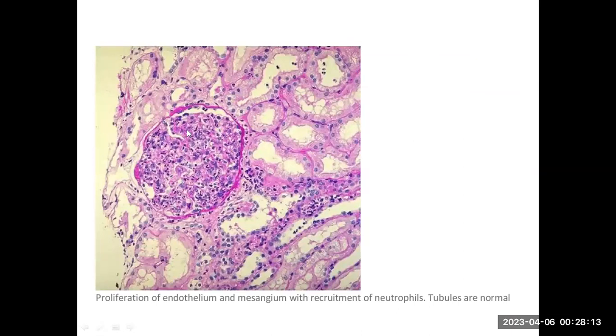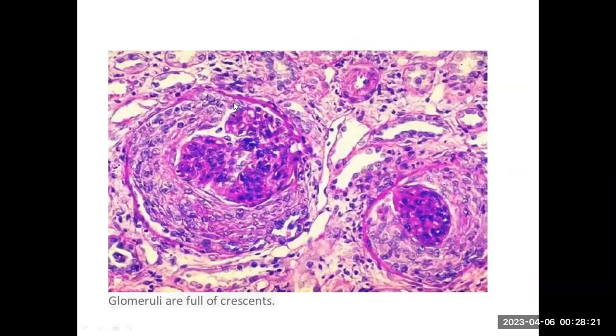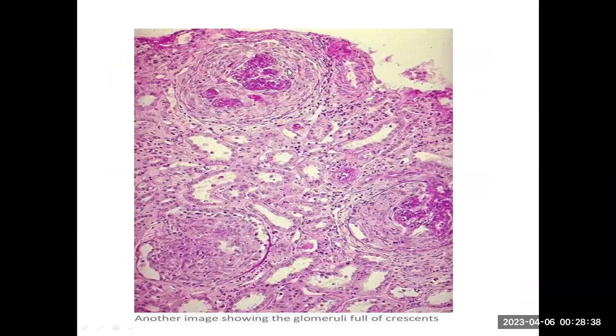And on histological findings, you will have this characteristic epithelial crescent, which can be seen clearly here. These are proliferating epithelial cells of the Bowman's capsule, parietal layer, occupying the Bowman's space, giving the characteristic crescent appearance. Here also can be seen.